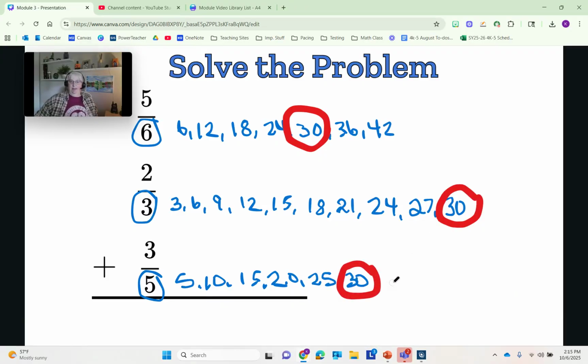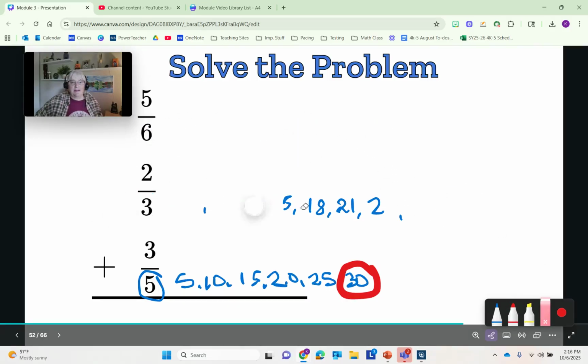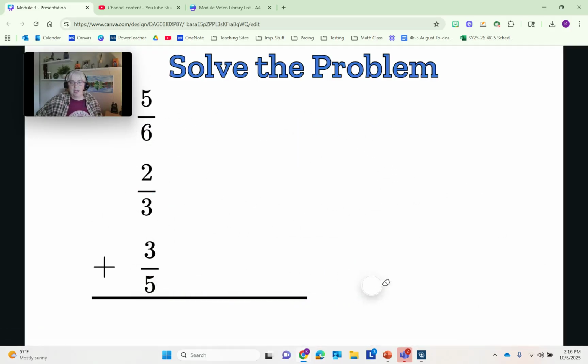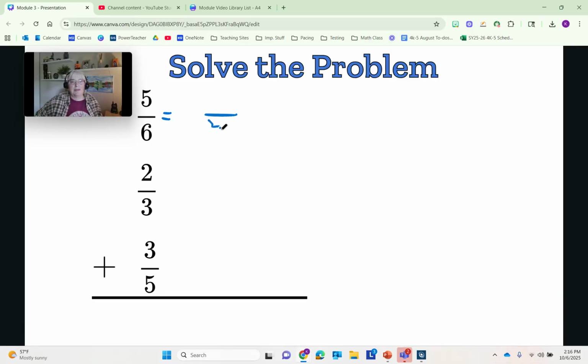30. Okay, so now we're going to change each fraction to an equivalent or same valued fraction with 30 as the bottom number or the denominator, and then we can add these together. All right, we can do that. 30, remember 30.